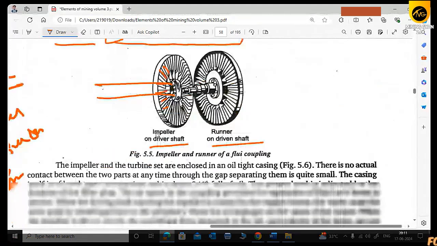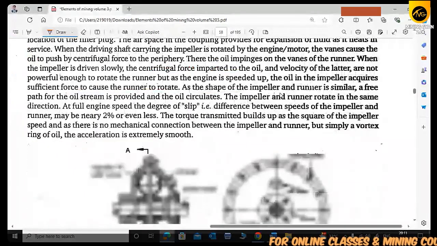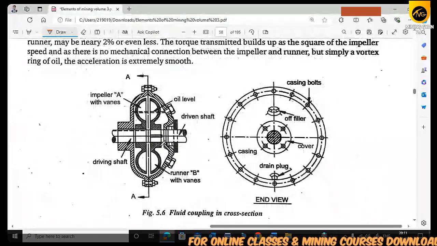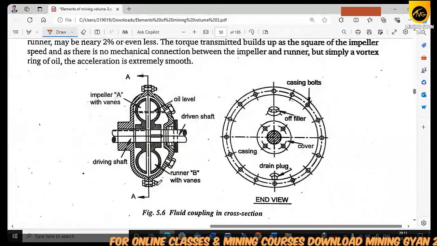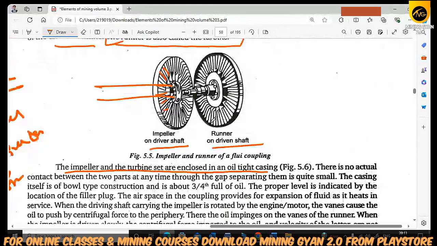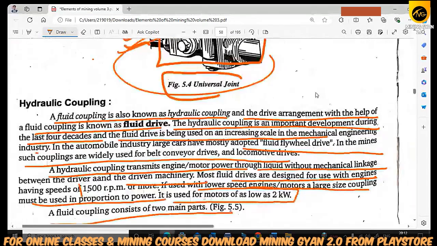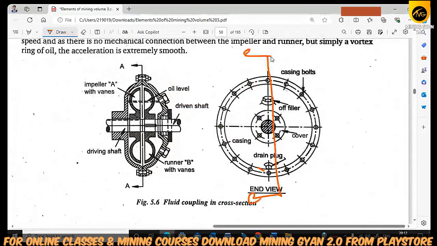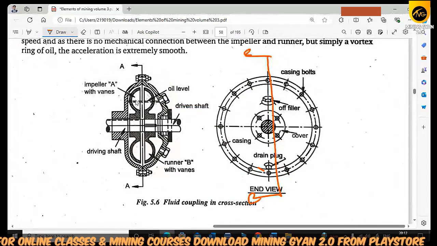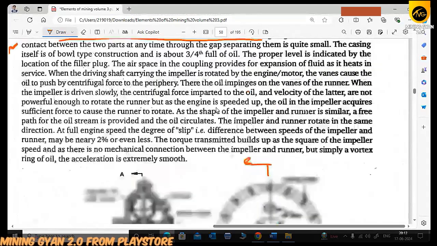The impeller and the turbine set are enclosed in an oil-tight casing. That is called figure 5.6. You see, this is called impeller A, and this is called runner B. So it is the sectional view you see, in the end view. This is called oil fitted, and this is the top view basically. They are cut along this part. If you see the sectional view, it will be easier to understand that impeller A is driven. This is called the driving shaft, and this is called the driven shaft. This is a very important part, and there is an oil top where you have to put the oil.